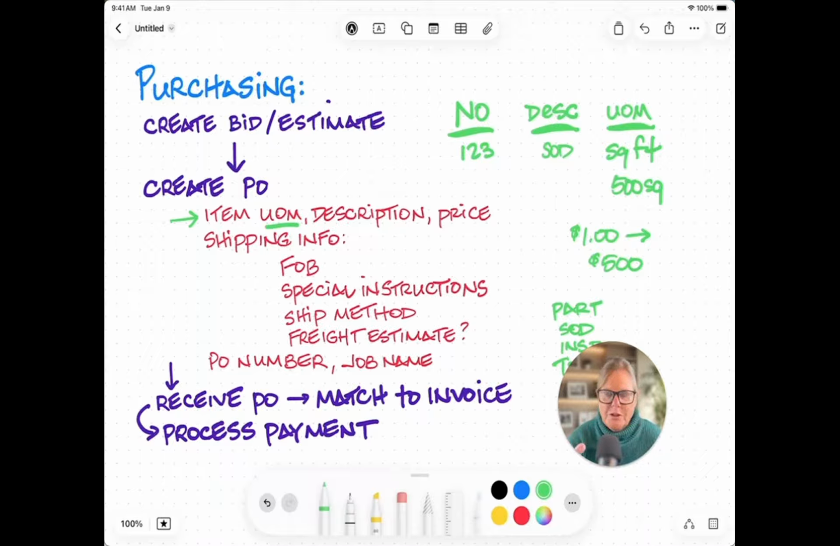And let's say that the bid is approved, and just a note, you want to get that physically signed off. A simple email approval isn't really enough, in my opinion. So let's say you get the signature, you approve it. It's time for you to create the purchase order.